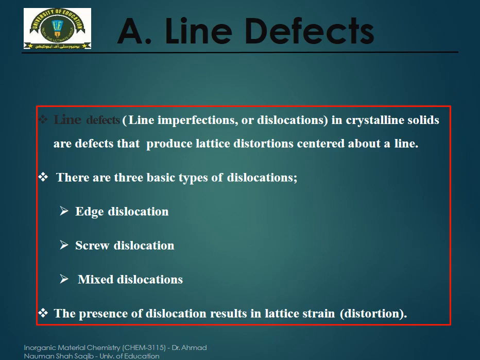First type of the crystal defect is line defects. Line defects, or you can also say line imperfections or dislocations in crystalline solids, are the defects that produce lattice distortion centered about a line. There are three basic types of dislocations. They may be edge dislocations, screw and mixed dislocations. The presence of dislocation results in lattice strain, and to strain you can also say distortion.